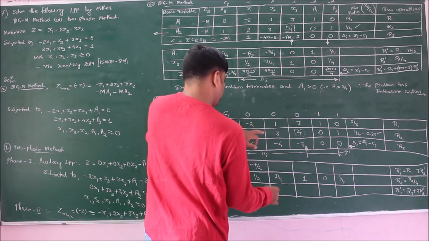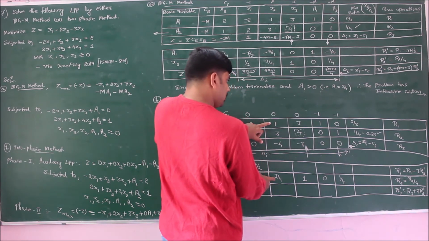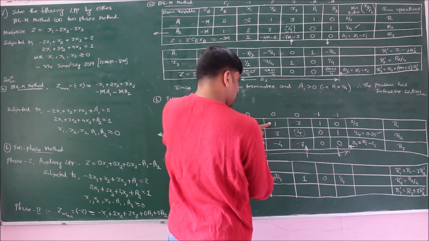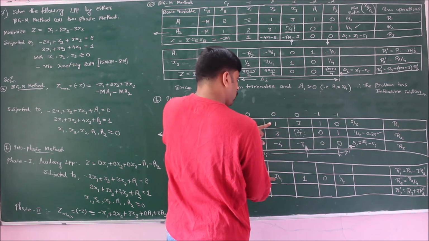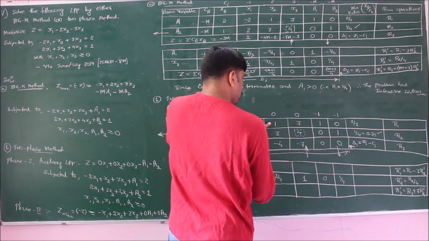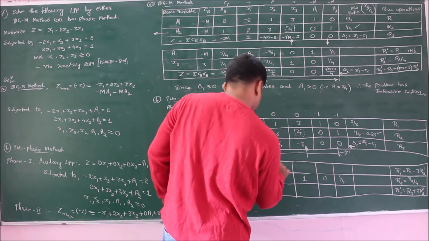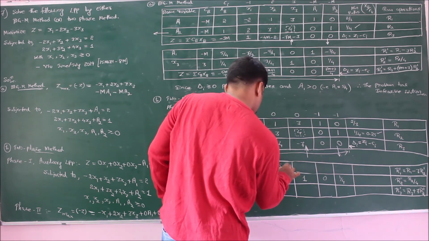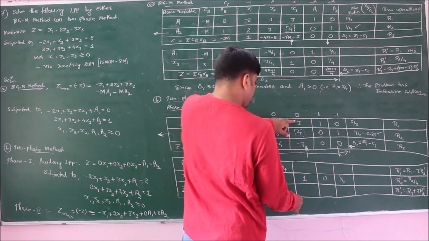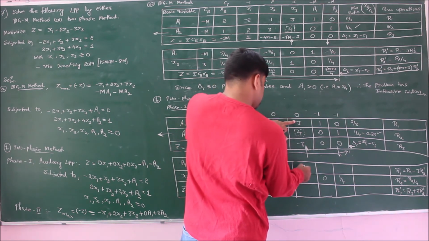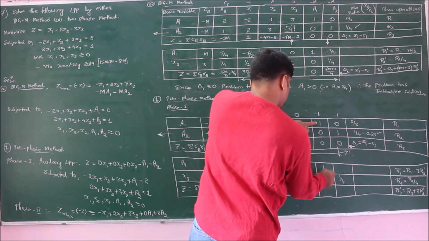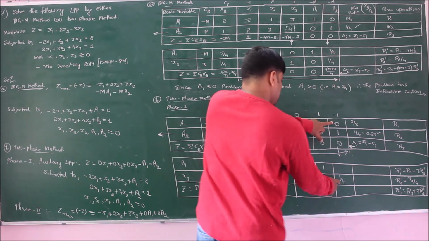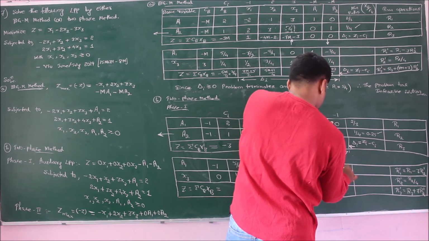Here we have 1, here we have 3 by 4. So 1 minus 9 by 4 is 4 minus 9 by 4, which is minus 5 by 4. Here we have 3, here we have 1. So 3 minus 3 is 0, that is what I require. Here 1, here 0, therefore it will become 1. Then 0 minus 3 by 4 will become minus 3 by 4.